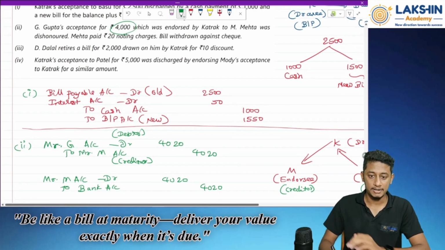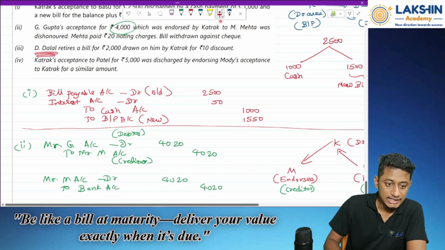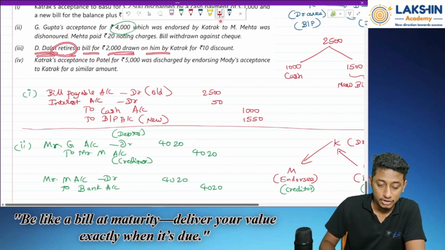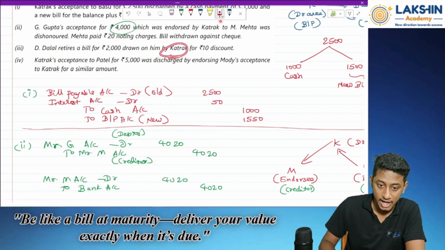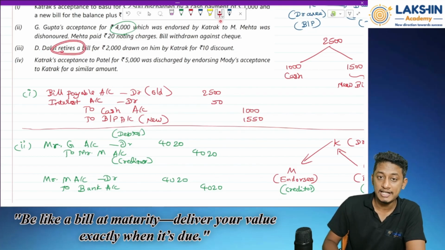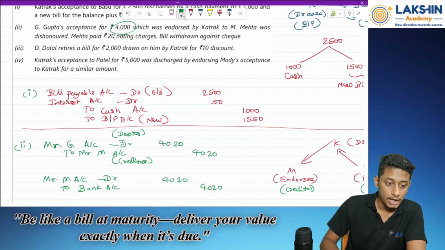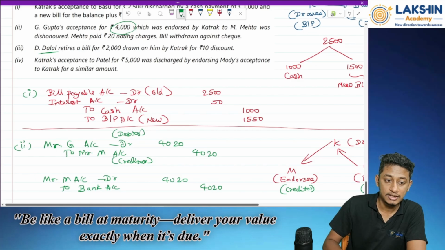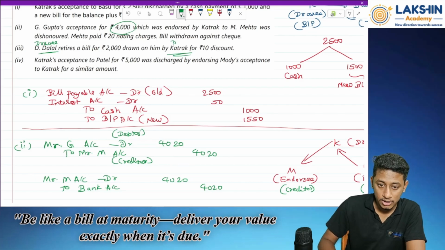Going to the third part. D. Dalal retires a bill for rupees 2,000 drawn on him by Katrak for a discount of 10 rupees. So what has happened? Retirement of the bill has happened for a discount of 10 rupees. Now tell me, who is who? Dalal is what? Dalal is a drawee. Katrak is what? A drawer.